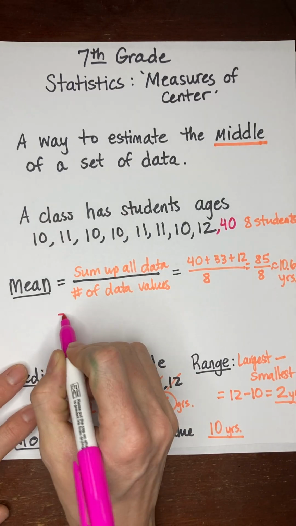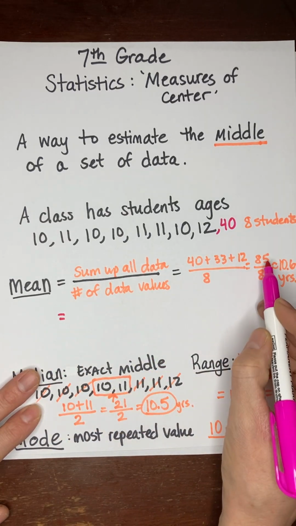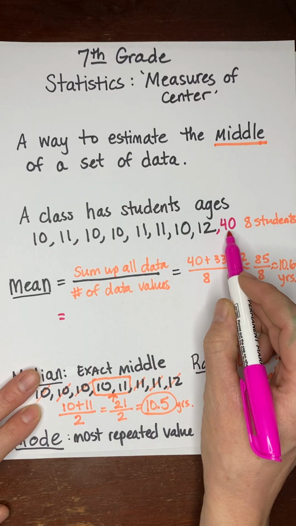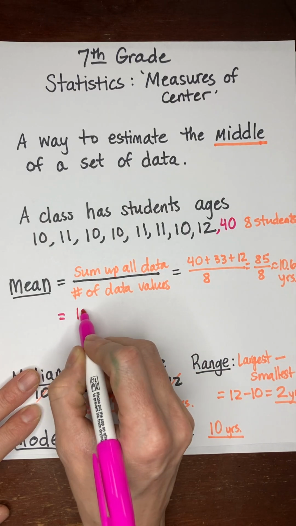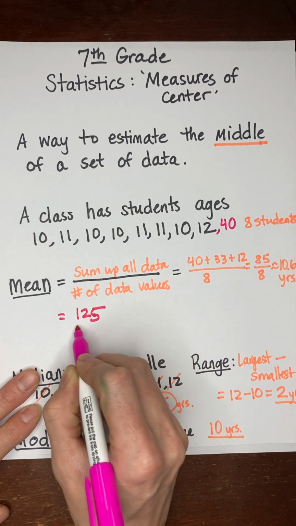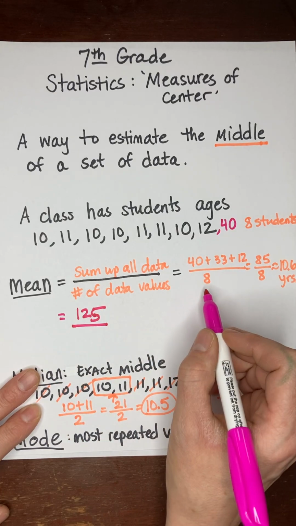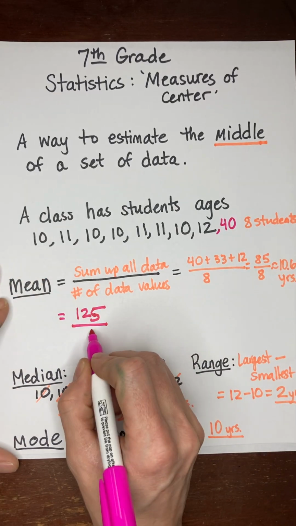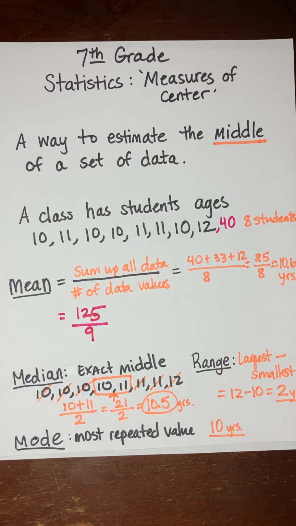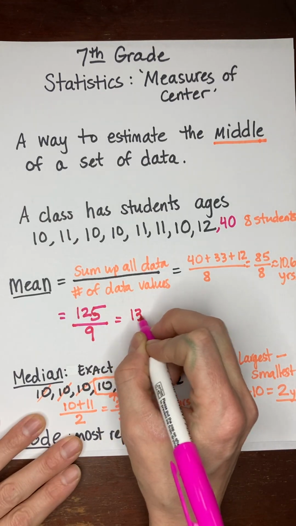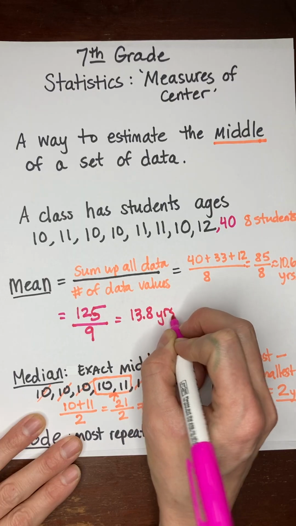So let's do this again. That's going to be, we already got this equal to 85, right? So let's just add on that 40. So that will be 125. And now we don't have 8 ages, right? We have 9. So let's divide that by 9. And we get 13.8 years.